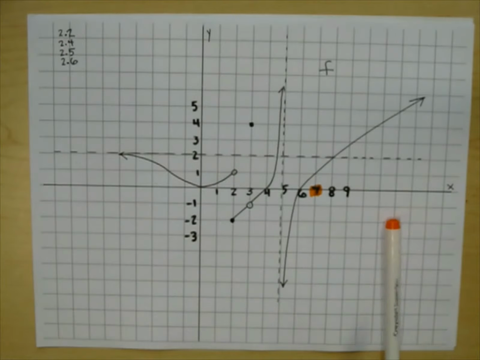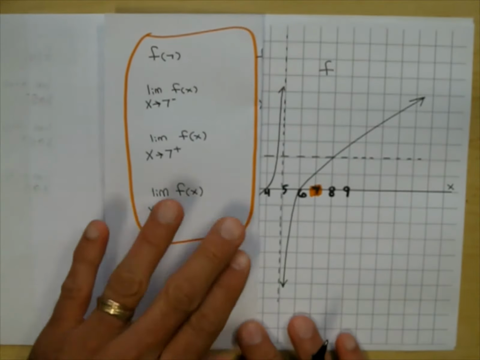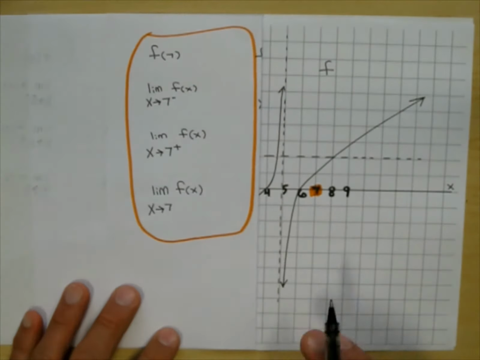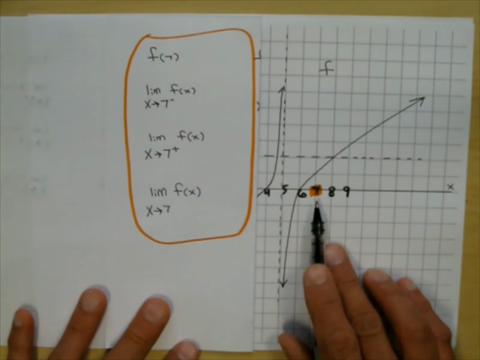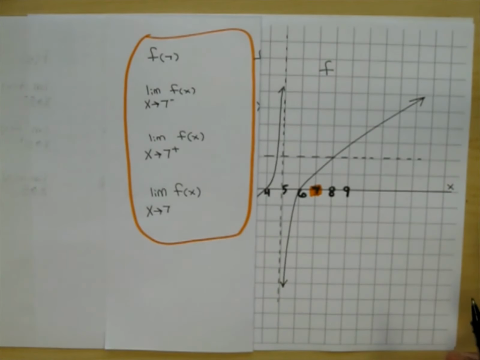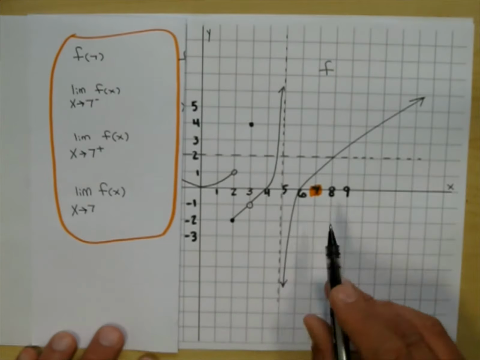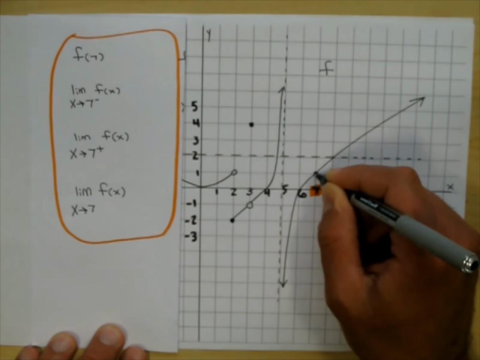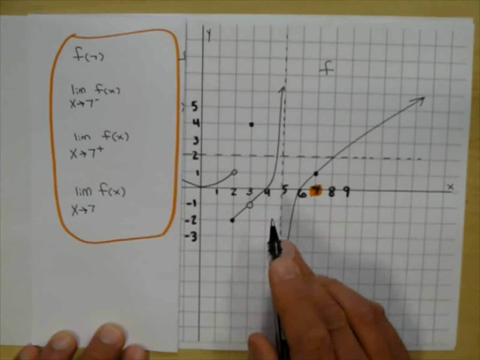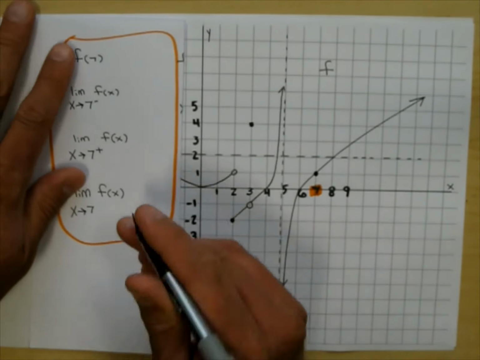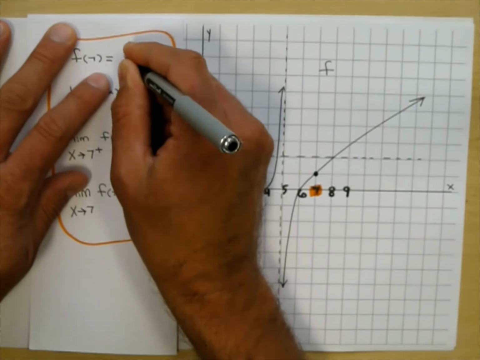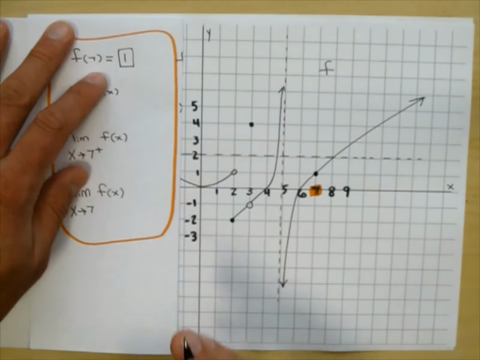Okay, so the first thing they want to know, actually we can fold this piece of paper here. We'll go like this. The first thing they want to know is, what is f of 7? Now maybe you want to stop the video and see if you can do this on your own. So f of 7, well, there's the point on the graph, and that point is (7, 1). So f of 7 is 1.